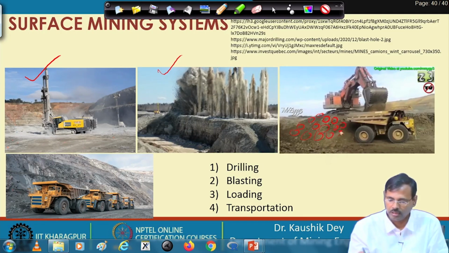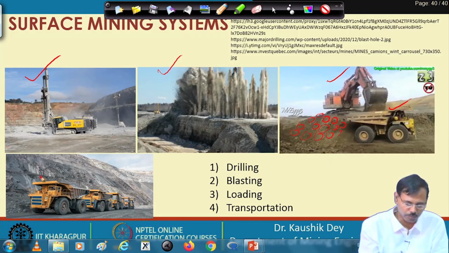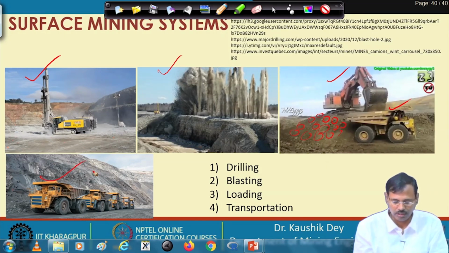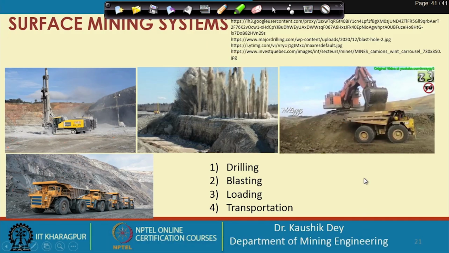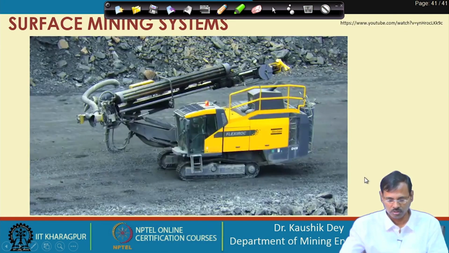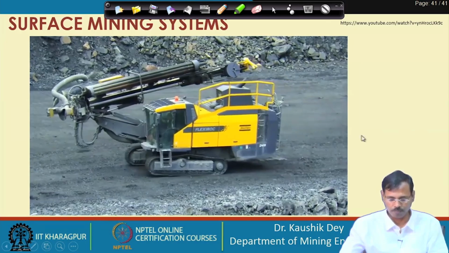Then we send our excavator, so that this fragmented rock can be taken into the bucket of the excavator, and that will dump it onto the dumper. And there will be a series of dumpers that will basically take this material to our destination, either a crusher plant or the railway siding. So, this is a common discrete mining system which is used. So, let us see the video of the mining system.